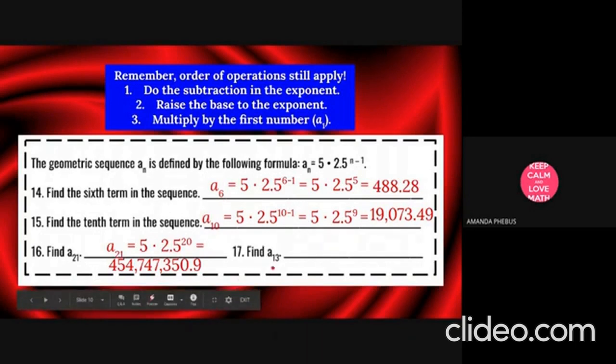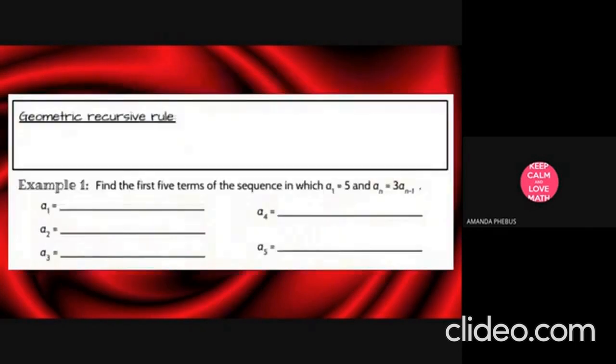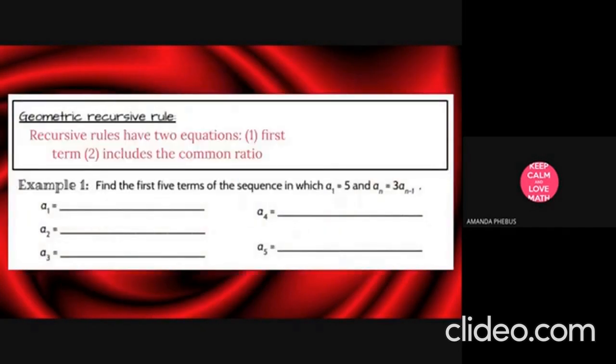All right, a sub 13, we're going to plug in a 13. 13 minus 1 is 12, so we've got to figure out what 2.5 to the 12th power is, multiply that by 5, and then we get 298,023.22.